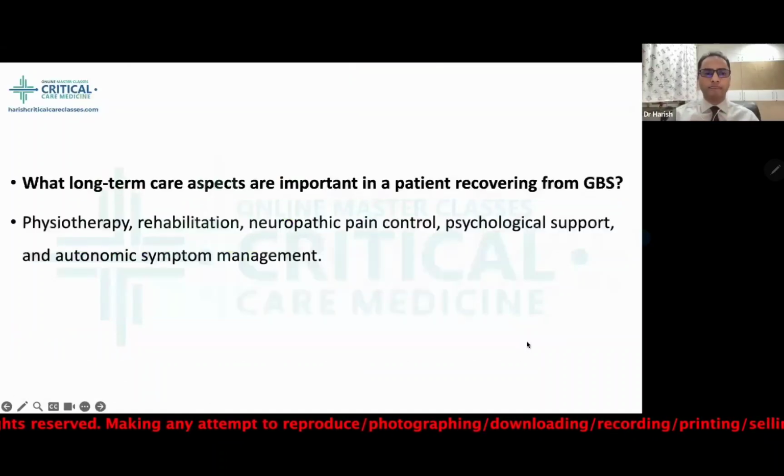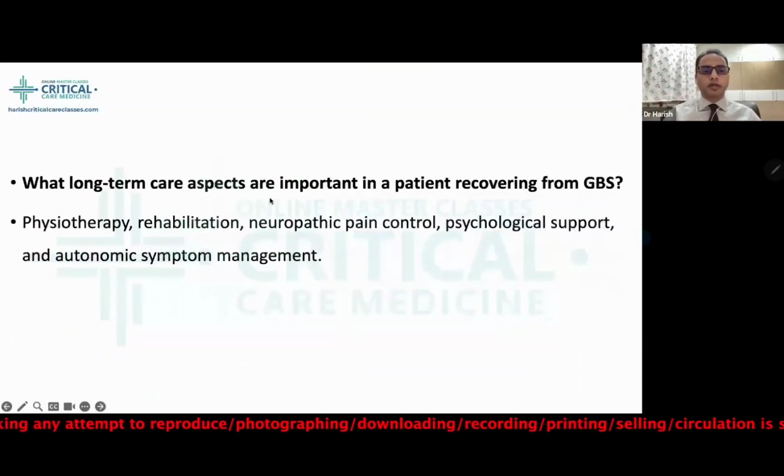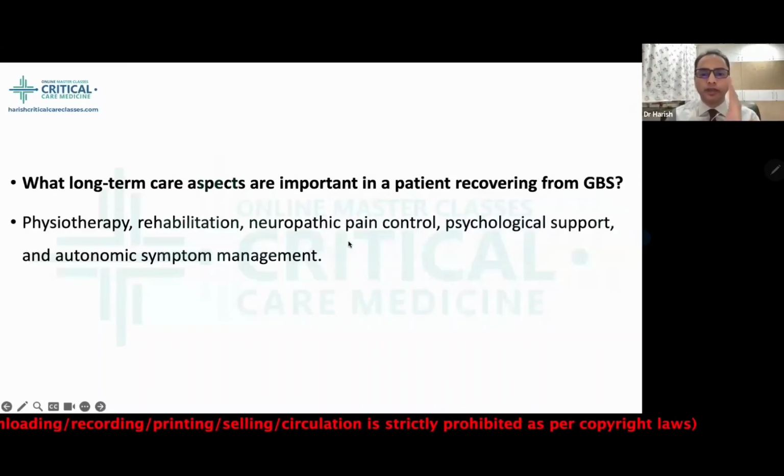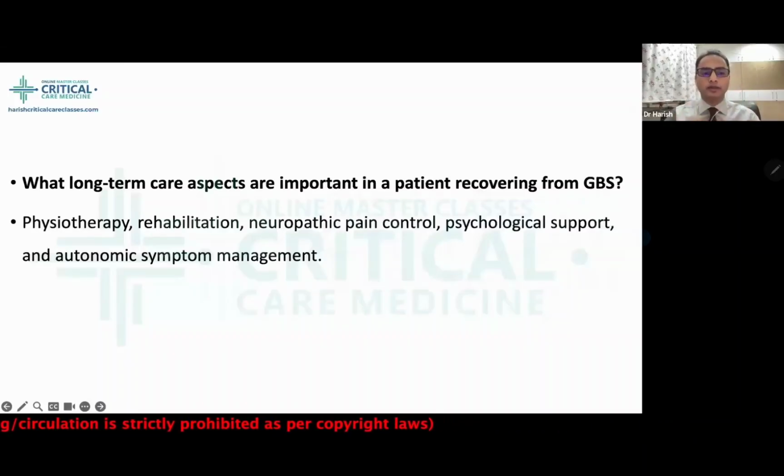Very, very important. Okay. So what long-term care aspects are important in GB syndrome? Definitely physiotherapy, occupational therapy, rehabilitation, pain control, psychological support, and monitoring and managing the autonomic symptoms. So that is a long-term need in any patient with GB syndrome.